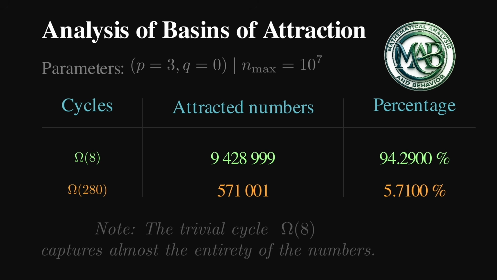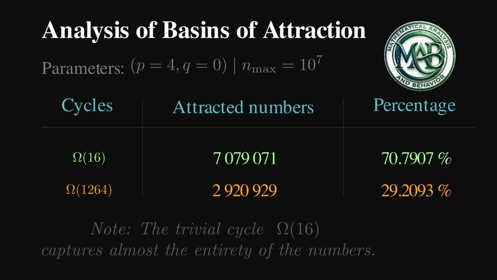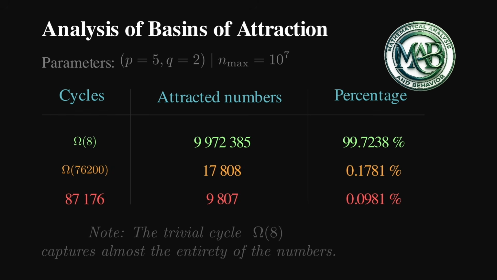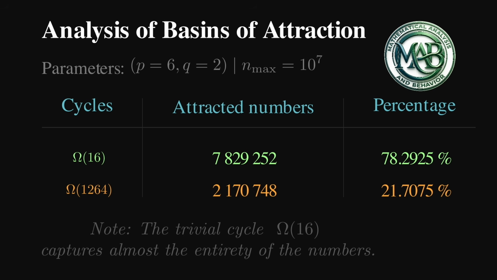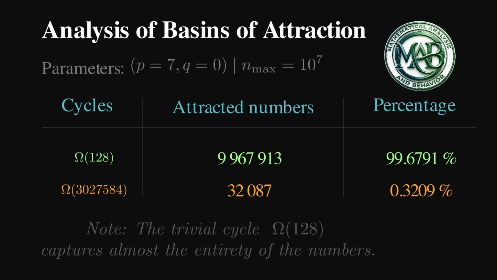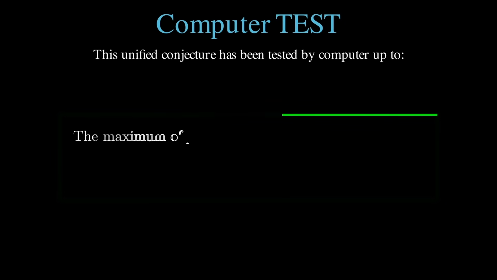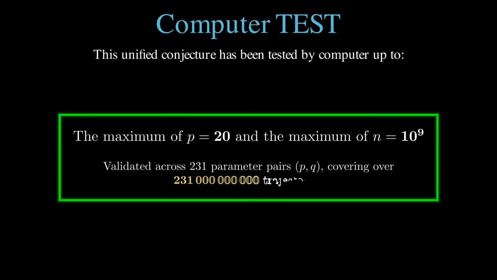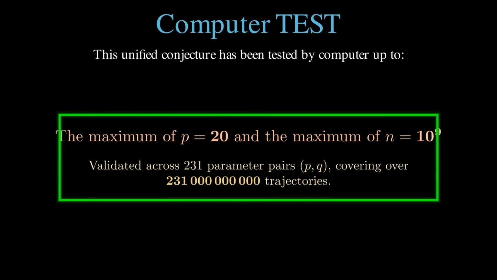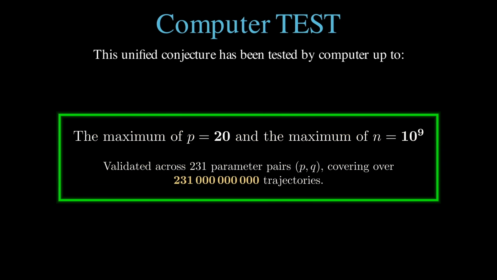As we can see, the trivial cycle attracts a higher percentage of elements, except for the case p equals 1 and q equals 0, where the secondary cycle attracts a larger percentage of integers. The unified conjecture was tested by computer until pmax equals 20, for all integers n up to 10 to the 9th power. This is about more than 200 billion trajectories.